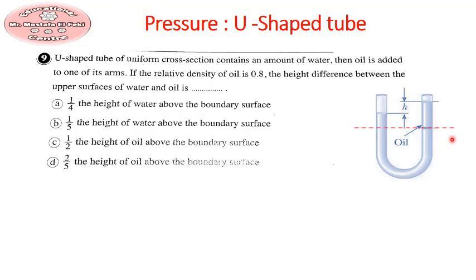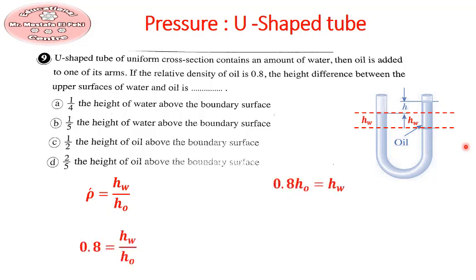Let's say this is the separating surface. This is the difference between the surface of water and the surface of oil. Since relative density equals H water divided by H oil, then 0.8 H oil equals H water. The height of oil here equals H water plus H, the height difference. Then 0.8 times (H water plus H) equals H water.